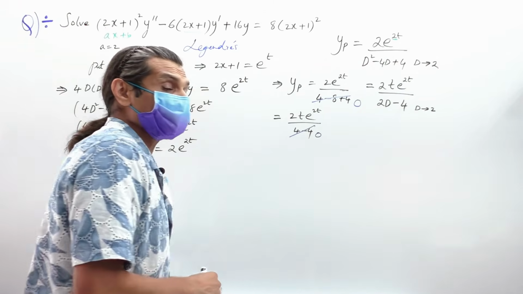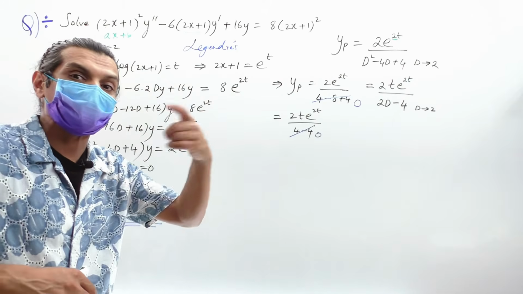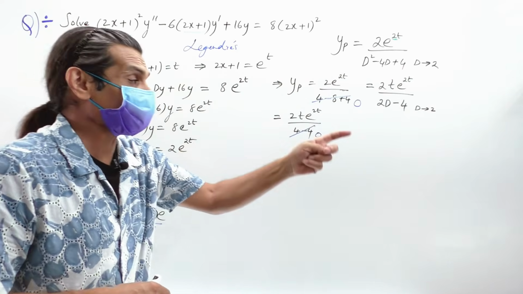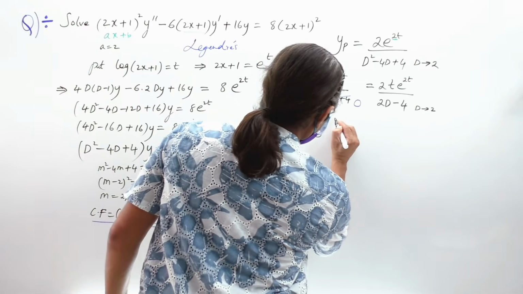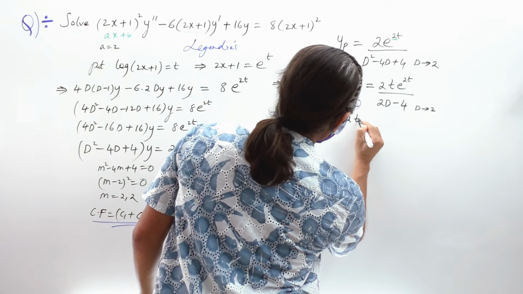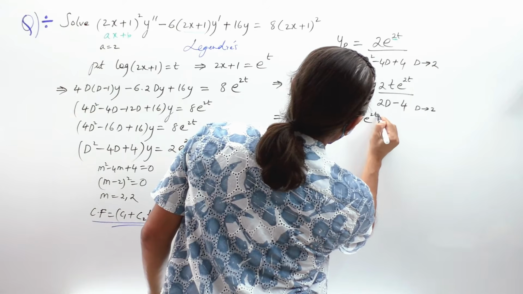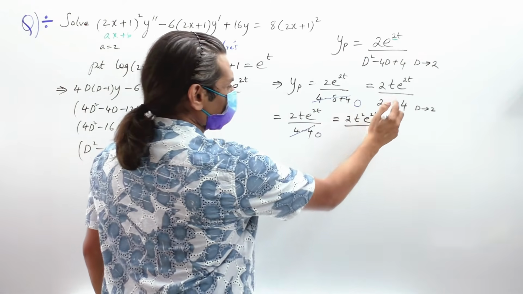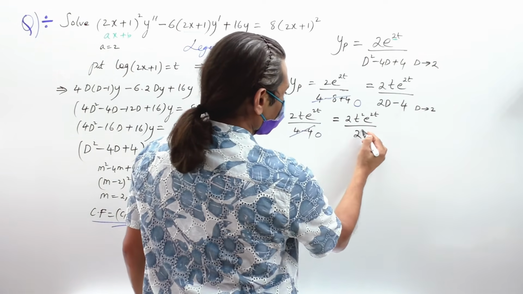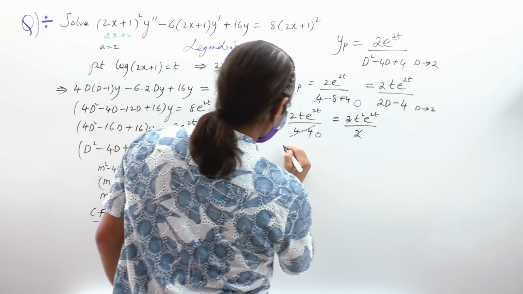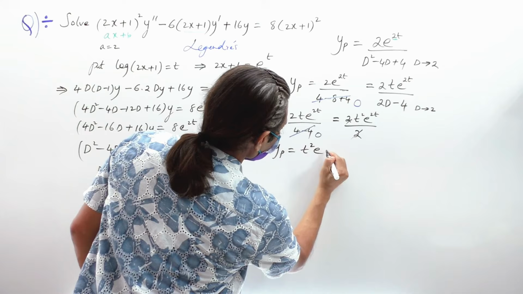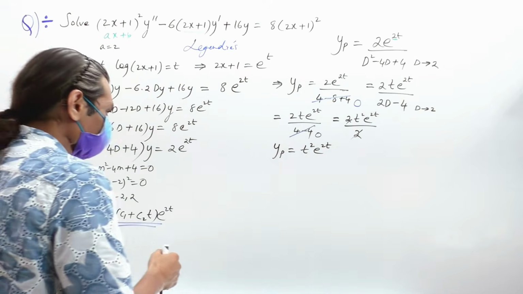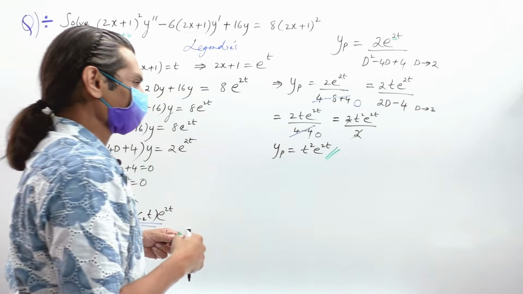Again if the denominator is 0, then again multiply the numerator by x, that is here it is t, and again differentiate the denominator. That is, t into t is t squared e raised to 2t divided by the differentiation of 2D, which is 2. That is all. 2 cancels. So we have here the particular integral, as I write here, t squared e raised to 2t. That is it. This is my particular integral.